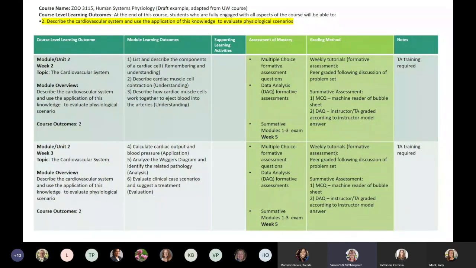We just wanted them to work together to figure out the right answer, to make sure that if they got it wrong they had an aha moment, and then they went on with confidence, so that when they got to their big cumulative exam that is worth a lot of points, they had confidence in doing it. So those were weekly things, and as I say, they were peer graded following a discussion of the problem set.